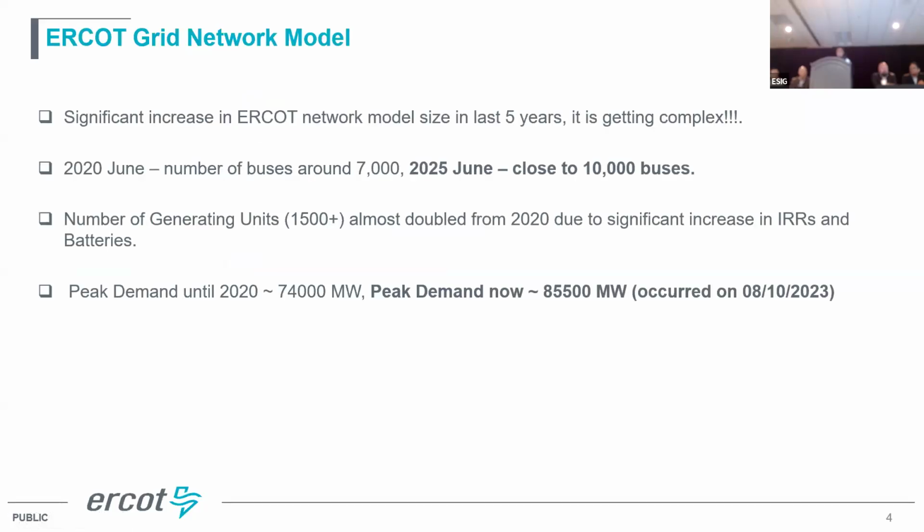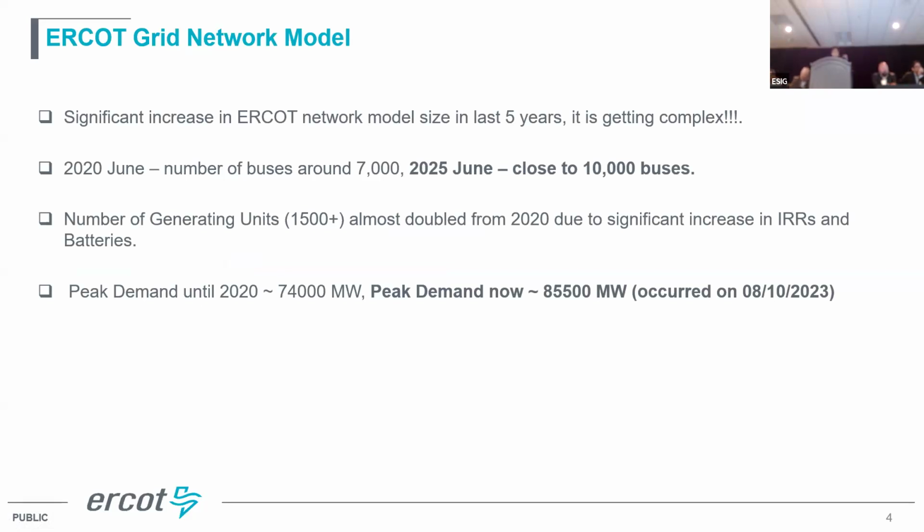All right. So just a brief look back at the last 5 years, and I'm sure all of you will relate to this. What was your system looking like 5 years ago, and what does it look like today? The 3 markers I have here are the number of buses in your system, the number of generating units or all the equipment that you have in the system, and your peak demand. Specifically with ERCOT, you can see that we doubled or more than doubled on many of these things.